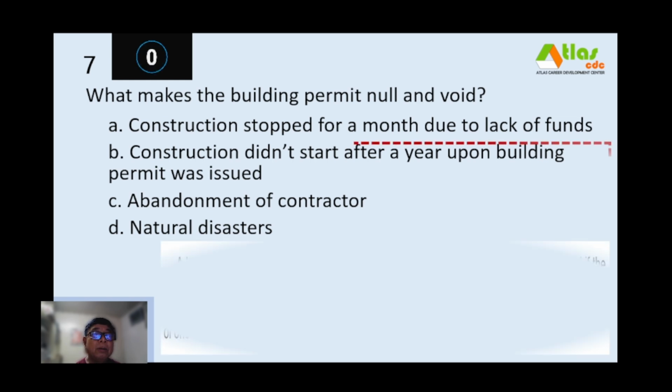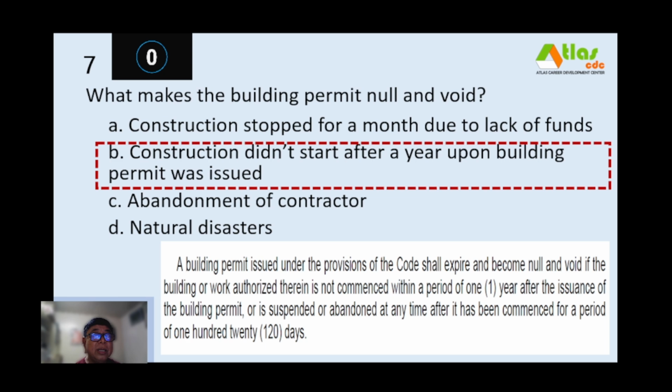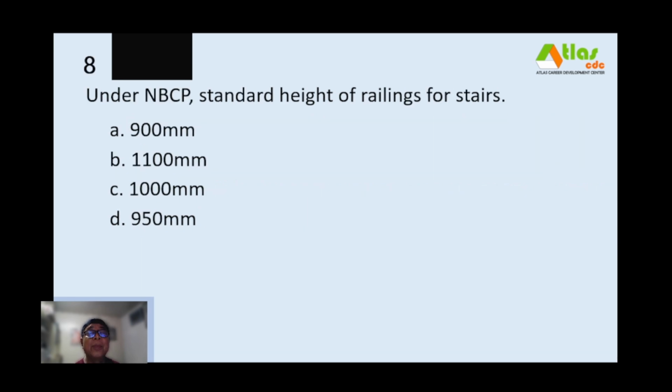And our correct answer is letter B. Construction didn't start after a year upon building permit was issued. So a building permit issued under the provisions of the code shall expire and become null and void if the building or work authorized therein is not commenced within a period of 1 year from the issuance of the building permit, or is suspended or abandoned at any time after it has been commenced for a period of 120 days or around 4 months.